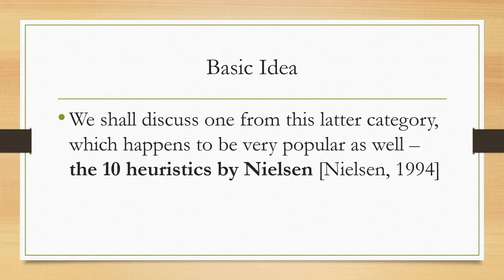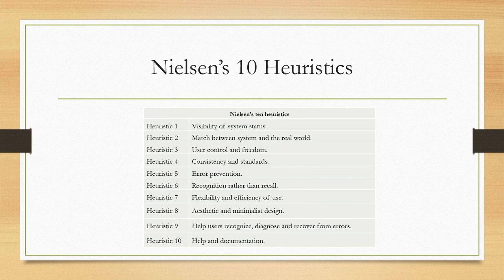In order to understand the idea of heuristic evaluation, let us see one such checklist, which is a broader set of heuristics. This is a very popular checklist as well, the 10 heuristics by Nielsen, proposed in 1994. So, there are 10 such heuristics or items in the checklist. First heuristic says visibility of system status, whether status of the system at any instant of interaction is clearly visible to the user. Second heuristic talks about match between system and the real world, whether the actions and elements present on the interface match our day-to-day experience in the outside world.